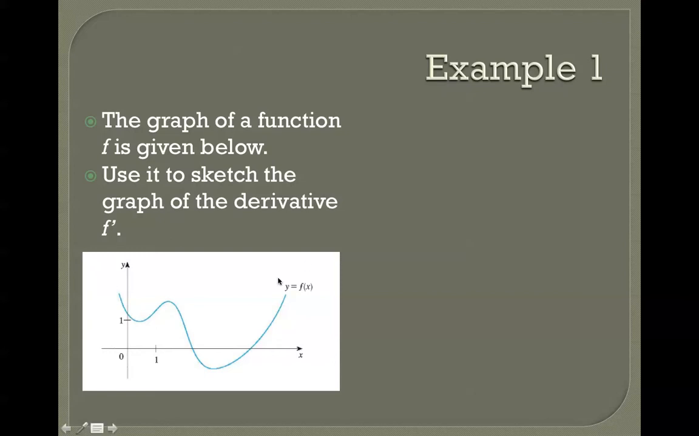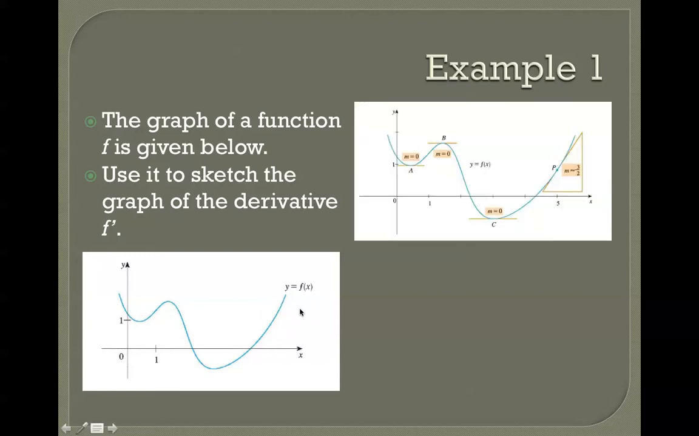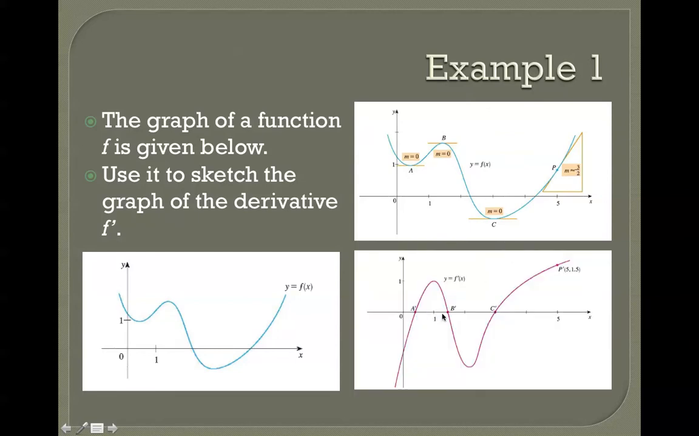For example, look at x equals 5. We have drawn a tangent line here, and we know that the slope is 3 divided by 2. So we can plot the point (5, 1.5). Do you see where the slope is 0? These spots will be where the derivative crosses the x-axis. Since f prime of x is positive between a and b, the derivative graph is positive there. The same follows between b and c: since the slope is negative, the derivative will be negative between b and c.